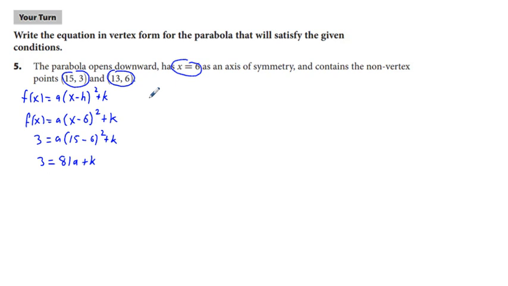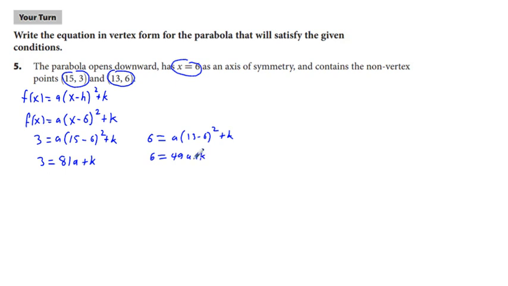And now we're going to use this other point, (13, 6). So for this one we get 6 is equal to a times 13 minus 6, squared, plus k. So 13 minus 6 is 7, and 7 squared is 49. So 6 is equal to 49a plus k.